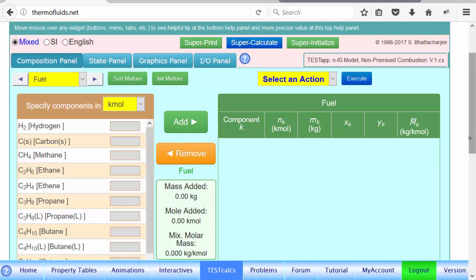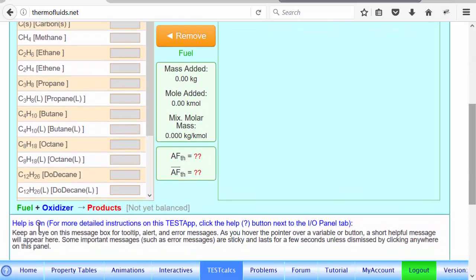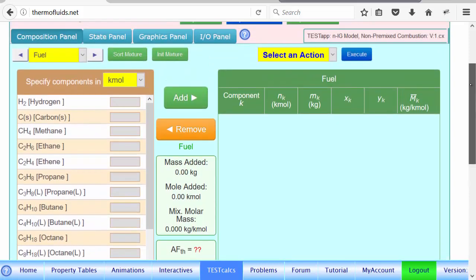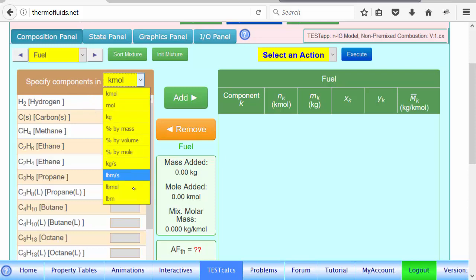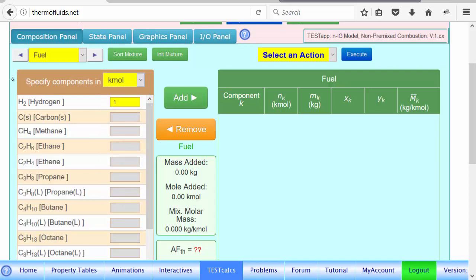What else do we need to know? Keep an eye on the help panel. It gives you tips at every step on what to do next. Okay, so let's start. To select a fuel, all you have to do is click anywhere on this row, and by default it says 1 kilomole. Of course, you could select different ways of describing the fuel. It could be by kilomole or kg or pounds or percent by mass, or mole, etc. We'll just stick with kilomole.